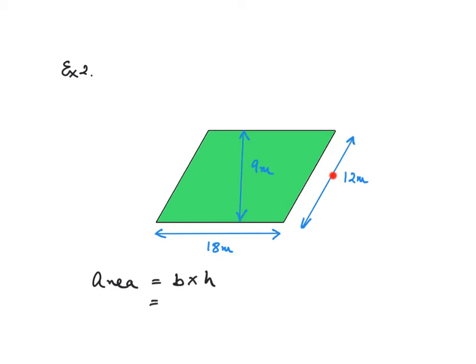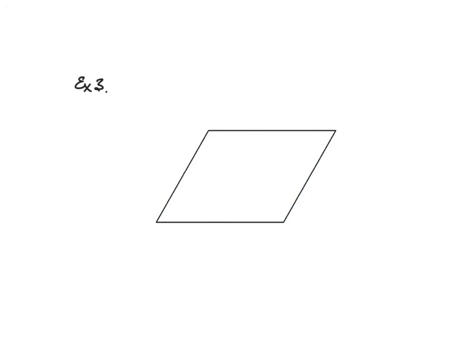So this here is the length of the slope, one of the sloping edges. We do not include that in our calculation. So 18 times 9 gives us 162 meters squared.